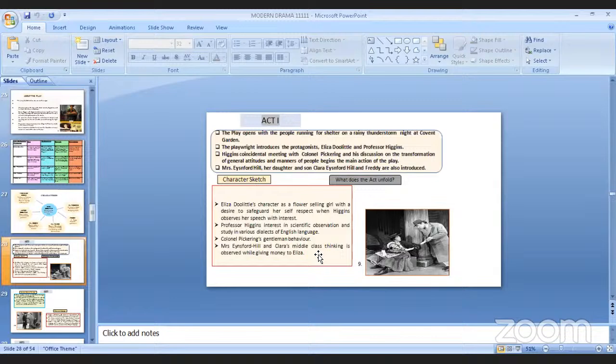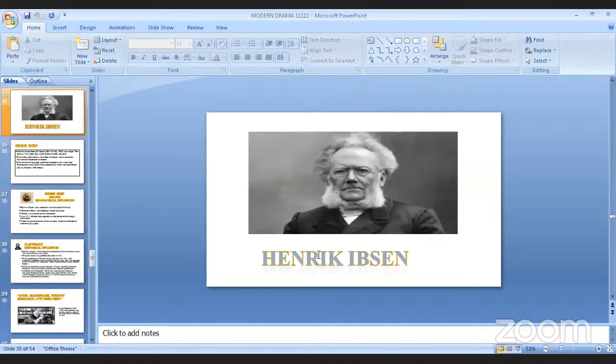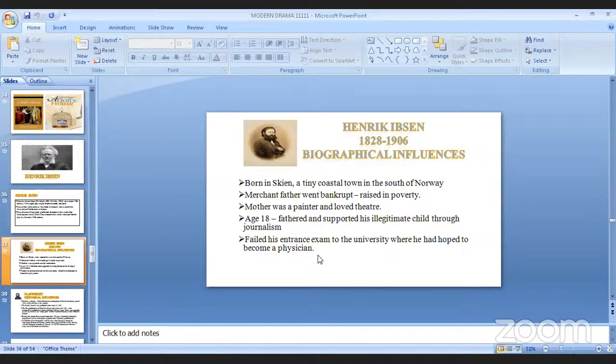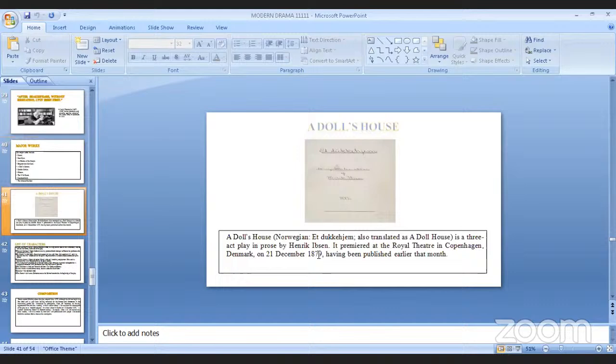Here we look into a bit about Henrik Ibsen, the writer of the play A Doll's House. So it's basically translated as a dollhouse. It's a Norwegian three-act play in prose by Henrik Ibsen.